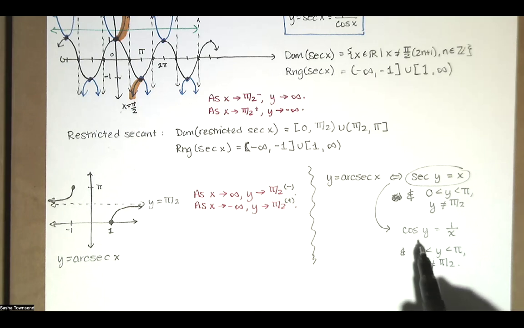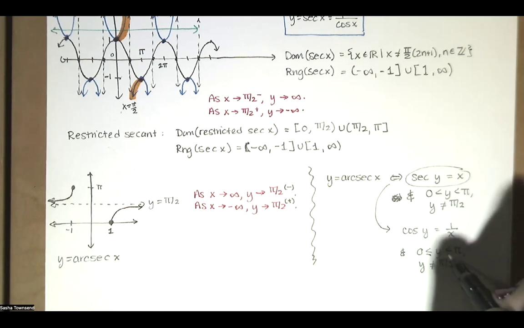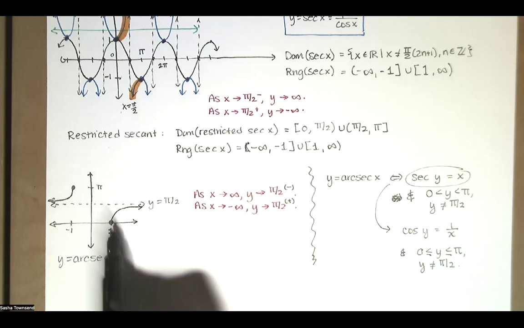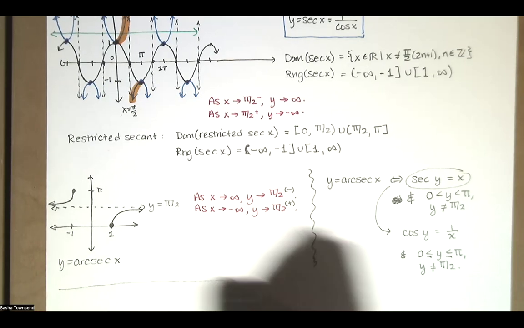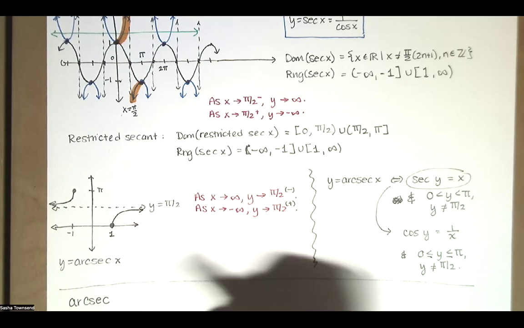Sometimes I will actually answer this question. Try to figure out the angle whose cosine is 1 over x and gives us an angle in quadrants 1 or 2. That's the way I think about it. It's the way I have a tendency to think about it. And actually, y can be 0 or pi because we've got those function values. The function arcsecant is well defined at -1 and 1.